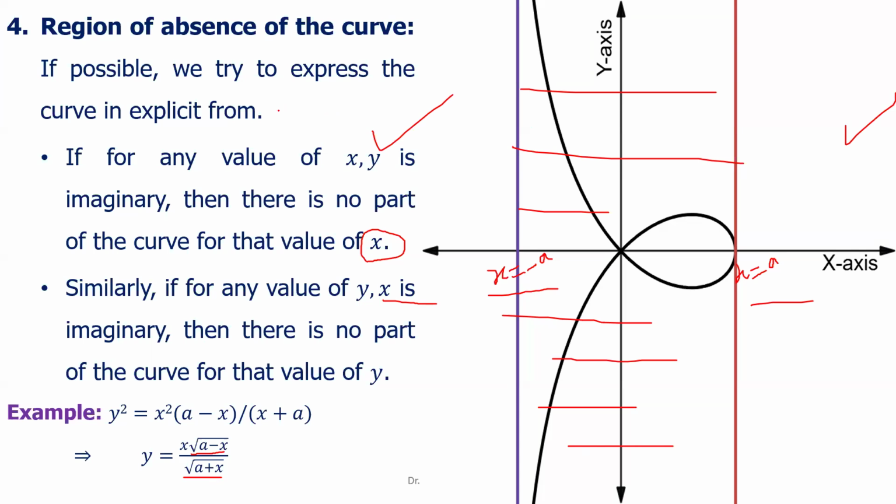So now if we follow all these four properties or four points, then we are easily able to trace any Cartesian curve. Thank you.